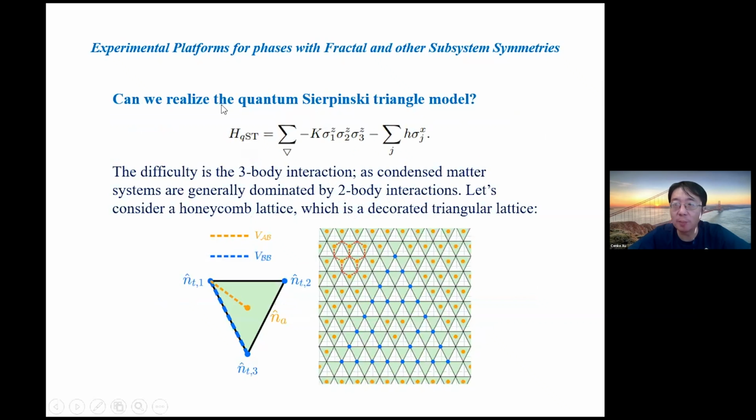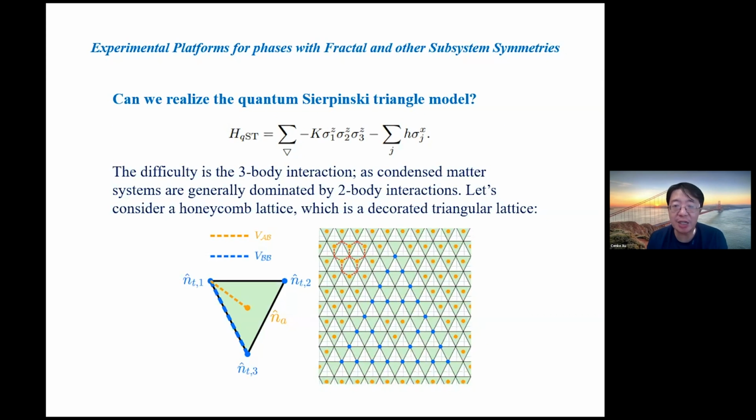Okay, Sierpinski triangle model. As was pointed out by one of the audience, of course, in a quantum matter system or in any real experimental system, simulating a three-body term is going to be difficult, because the realistic interaction, just like the van der Waals interaction, actually only has a two-body interaction. So how do we actually simulate the three-body interaction through only two-body interaction? Okay. So let's try to do this.